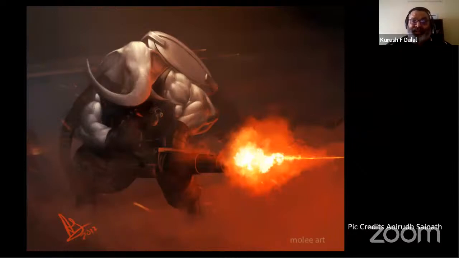And finally, of course, I can't wrap up without a very modern version of Vignakarta. This is Moliart's and the late Anirudh Sainath's beautiful image of a very Vietnam era multiple barrel machine gun carrying Ganesha. And just to tell you that he is so prevalent in art and so prevalent in life that it's impossible to miss out on him in various different walks.